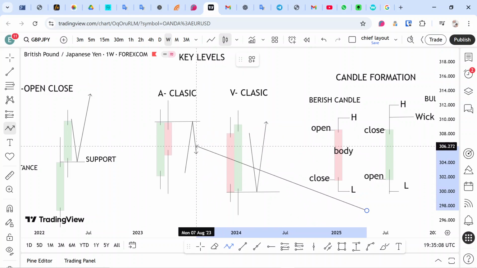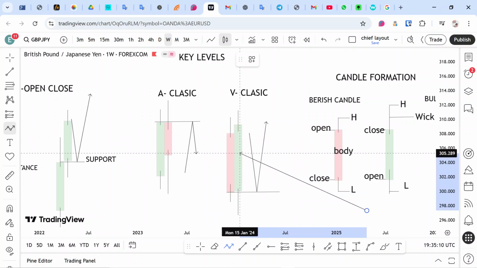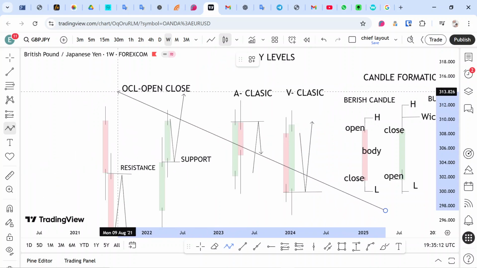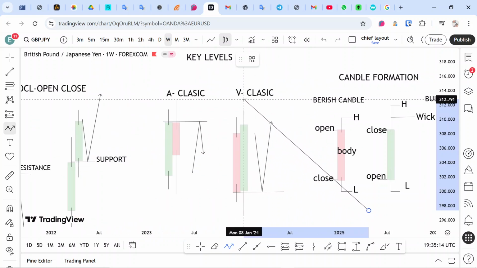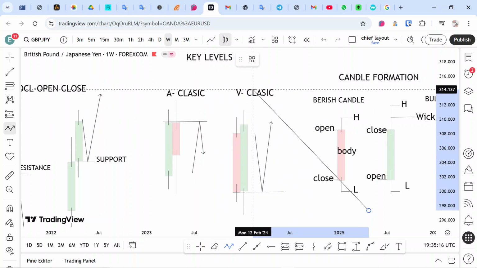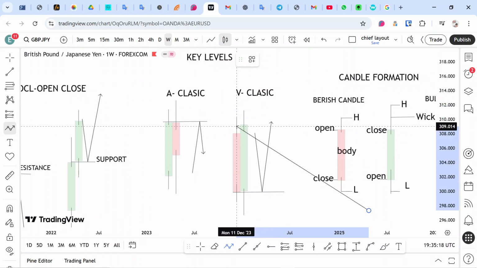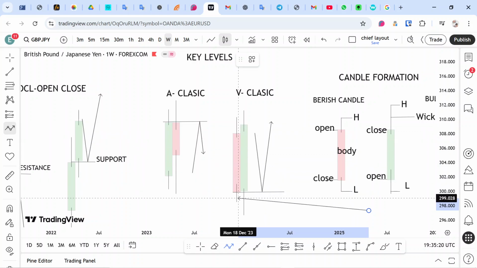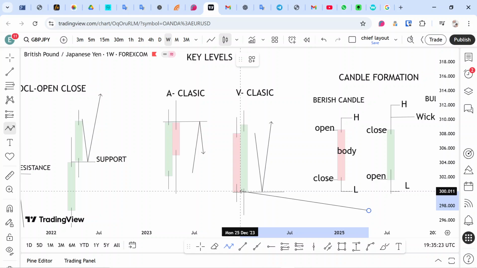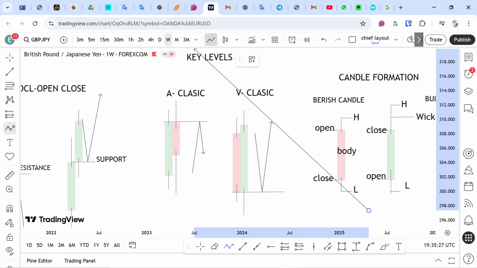So we'll talk about other flows and some other stuff, but for now, these are key levels. We have the open and close key levels. We have the A level, we have the V level. So a V level is a combination of a sell candle and a buy candle. This level here is called the V. We have different types of charts. Let me show you something.